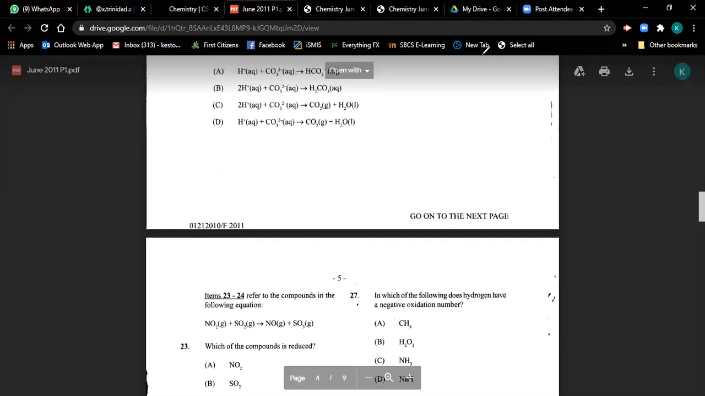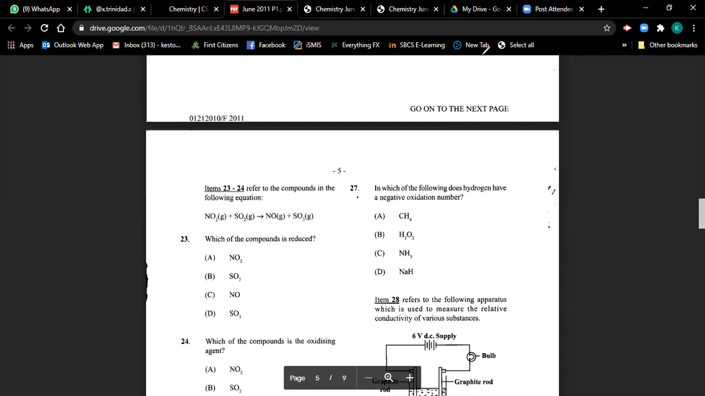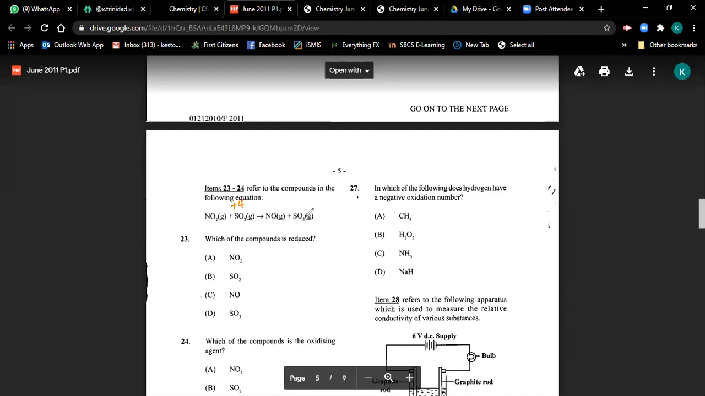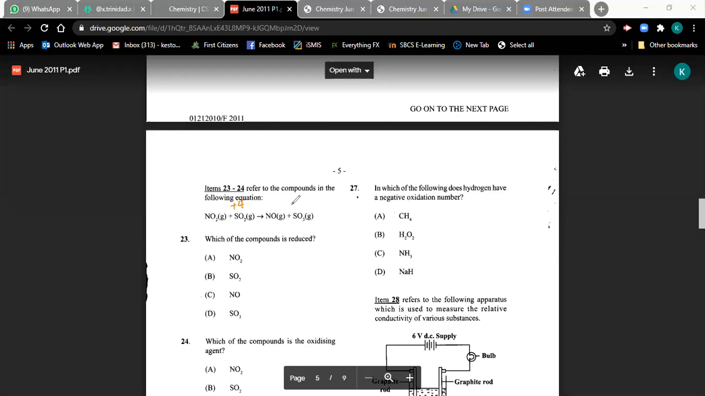23. Which of the compounds is reduced? All right, so let's see. Sulfur here, we needed 2 oxygens, so this has to be positive 4 here. And now you need 3 oxygens, so this is positive 6. Reduction is the gaining of electrons. It didn't gain electrons because the oxidation state increased.